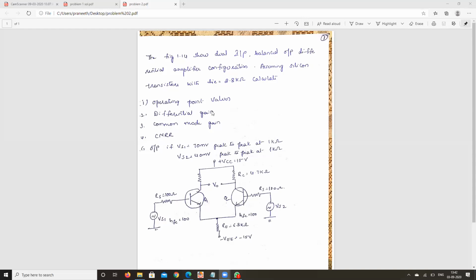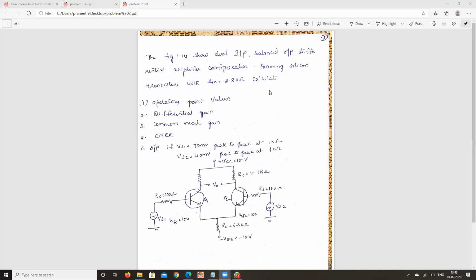So as this is a balanced output, remember what is the formula? HFE RC by, yes, tell me. Anybody can speak out so that I'll be happy. What is the formula for AD? You can speak out. HFE into RC by RS plus HIE. Very good. Just take down that formula and directly substitute.